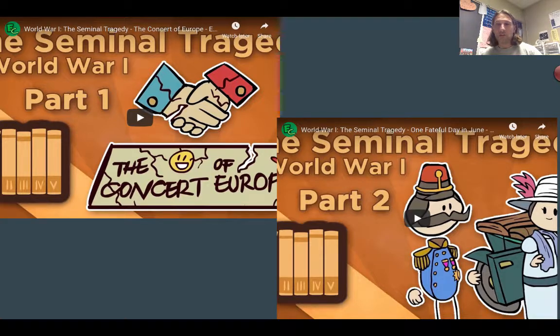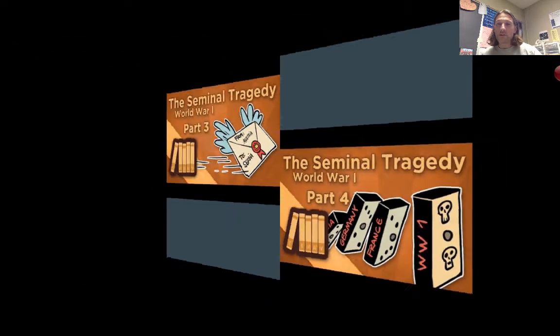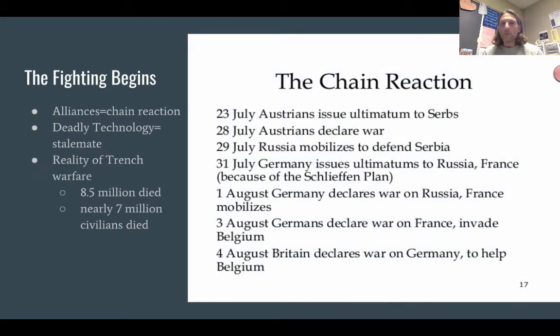And they do a really nice job of explaining all of these things in these four sections. So when we look at the fighting beginning, you have the Archduke that gets assassinated. And then here are kind of the step-by-step things that are going to occur over the course of really several weeks that are going to lead to the actual fighting beginning.